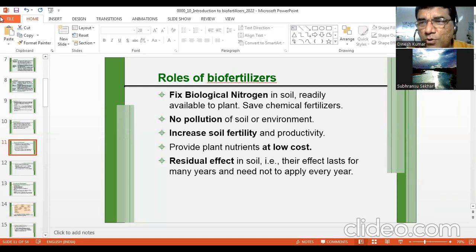They provide plant nutrients at low cost. I told you that if an N-fixing organism is fixing 20 kg nitrogen, that will be 22 rupees in value, and you are investing only 20 rupees. So they provide plant nutrients at very low cost. They also have a residual effect in soil. Their effect lasts for many years and there is no need to apply every year. Once they are inoculated in the soil, they survive well and continue for many years, and you will find a residual effect of their use.